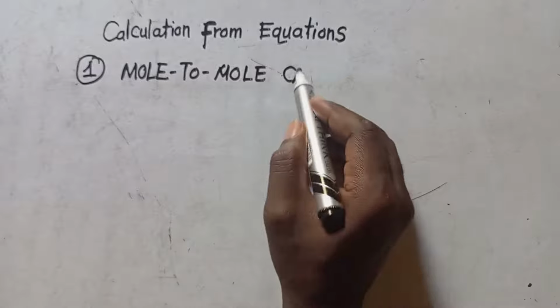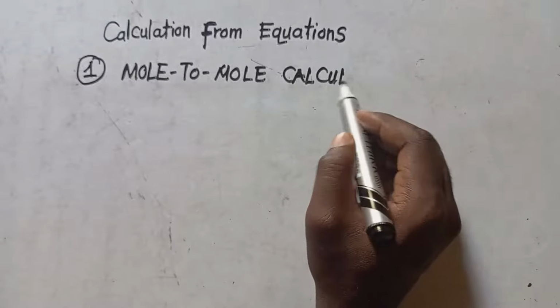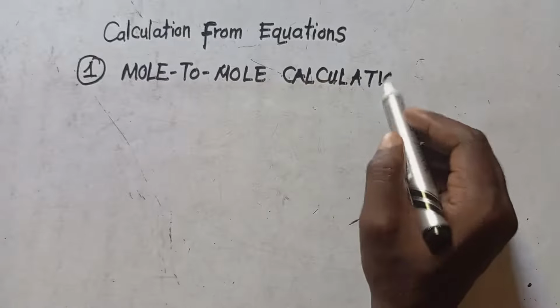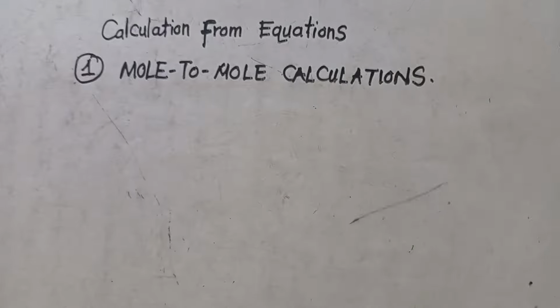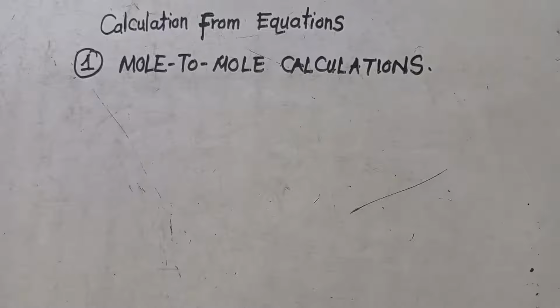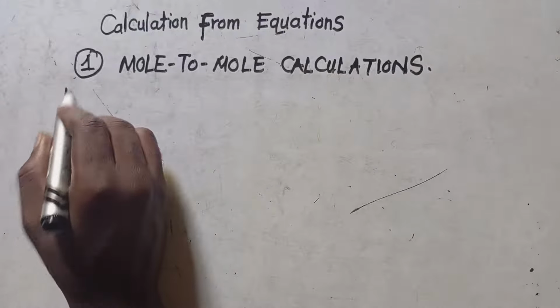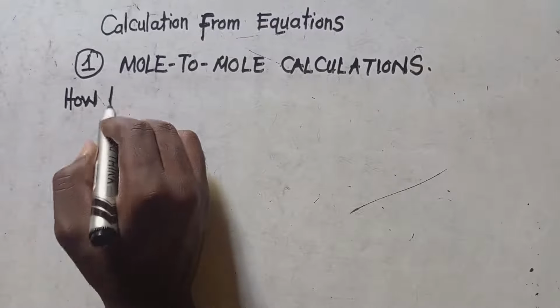Mole to mole calculation. So these are calculations from equations. How can you go about such questions in an exam? Or how can you know that this question is falling under mole to mole calculations? If you are given the number of moles and you are told to calculate the number of moles. How can you know?